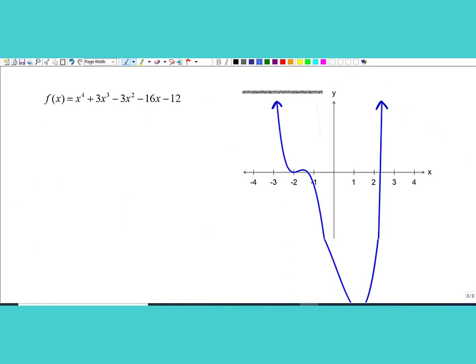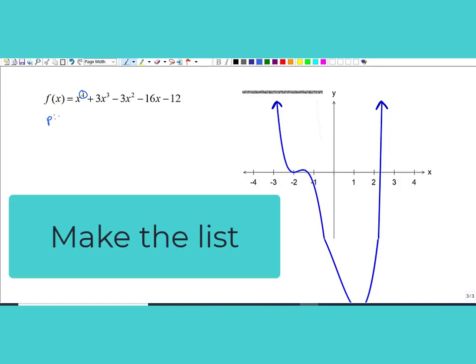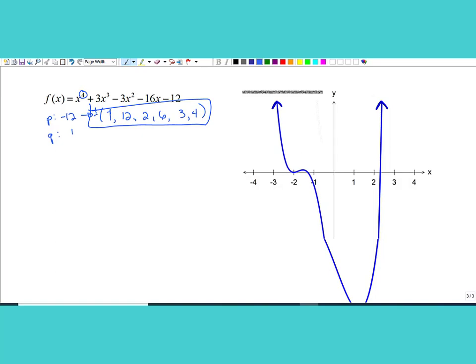We have this function, we're given this graph, we have an x to the fourth, so I should have 4 answers. Right, so p is negative 12. So lots of factors of 12. So plus or minus, let's see, 1 times 12, 2 times 6, 3 times 4. That's a long list. The good news is that q is 1. So my list will not include any fractions.